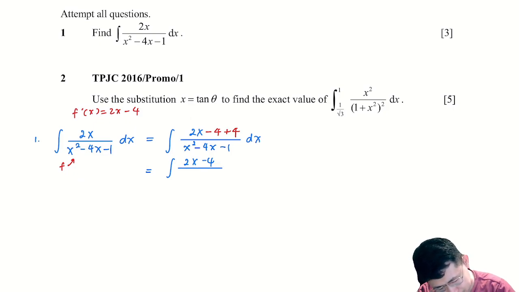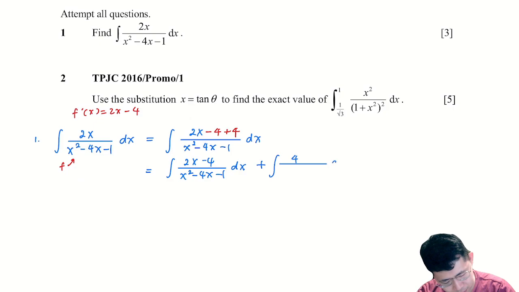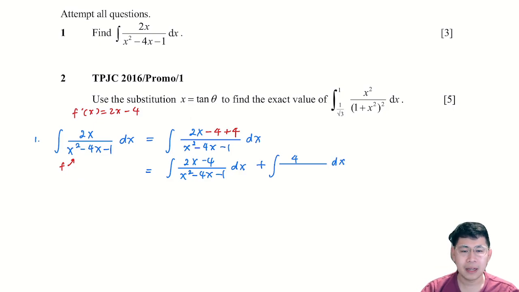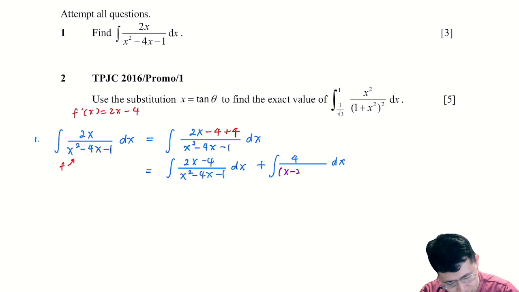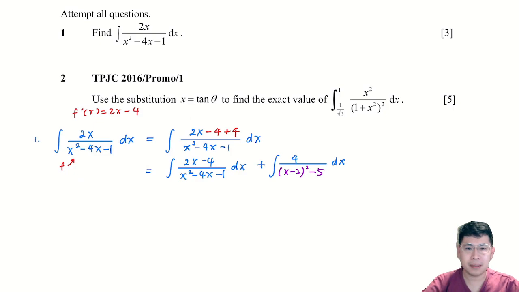The first one being the 2x minus 4, because this will form our f prime. At the same time we have a 4 over the same denominator. For the 4, because it's a constant, what I will do in advance is complete the square. You can work on the side, but when I complete the square it should be something like this.